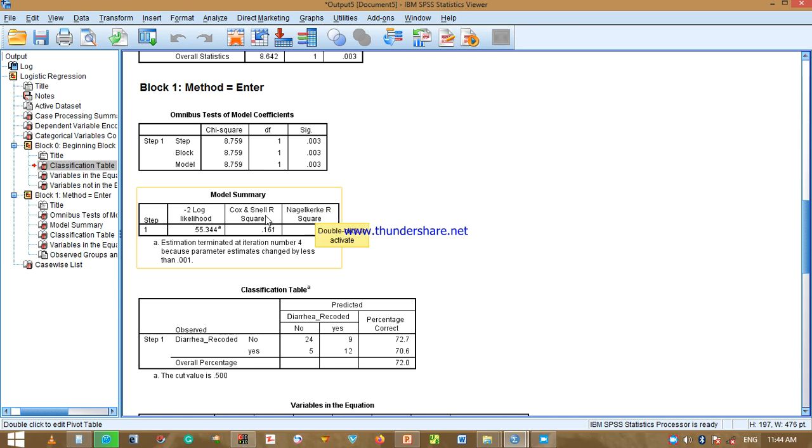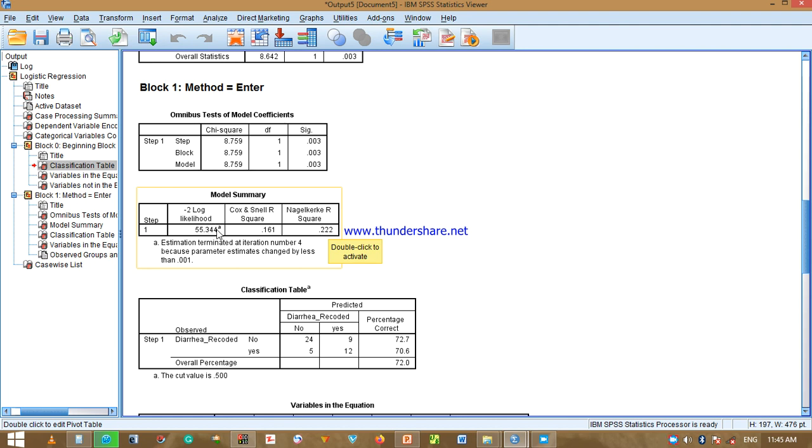Why? Because for a categorical variable, correlation is not really a direct and appropriate measurement. As a result, we call them pseudo R squares. They tell us the same information that the R square in linear regression tells us. For example, sex explains the variability in diarrhea that ranges from 16.1% up to 22.2%. That's what it tells us. We just look at it as information.